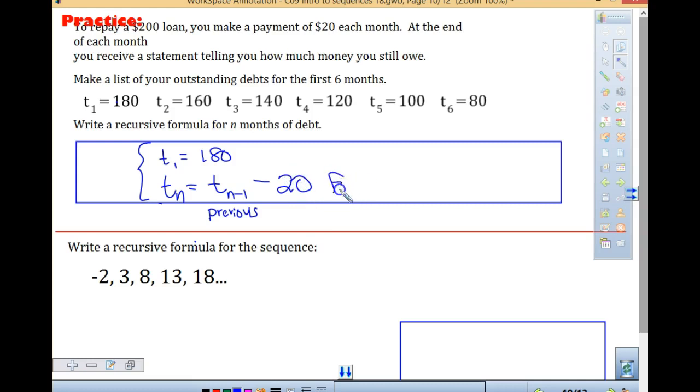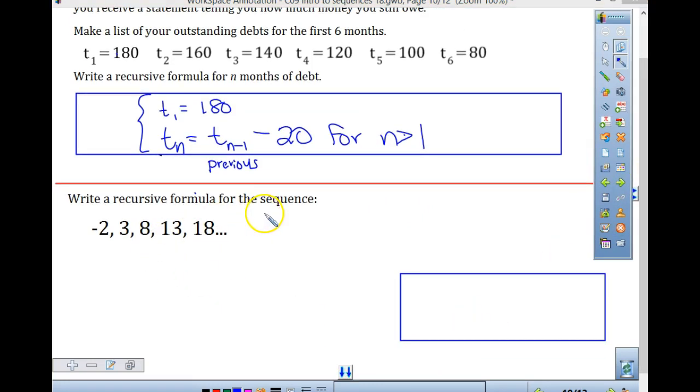And you have to put this part. This is required. For n, if it equals 1, we're up here. So we have to have when n is greater than 1. What is that n? That's talking about this being term 2, term 3, term 4. Each time we're subtracting 20. Okay?